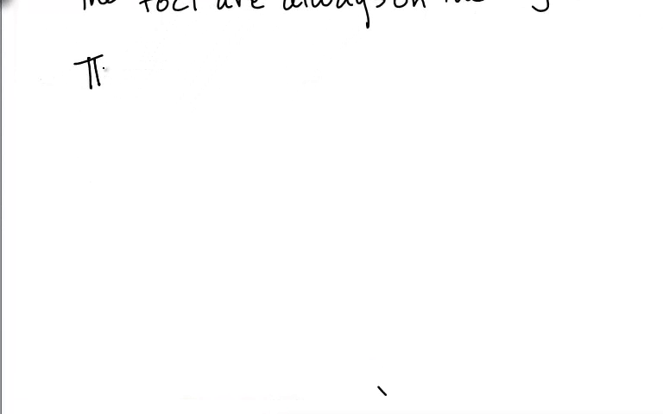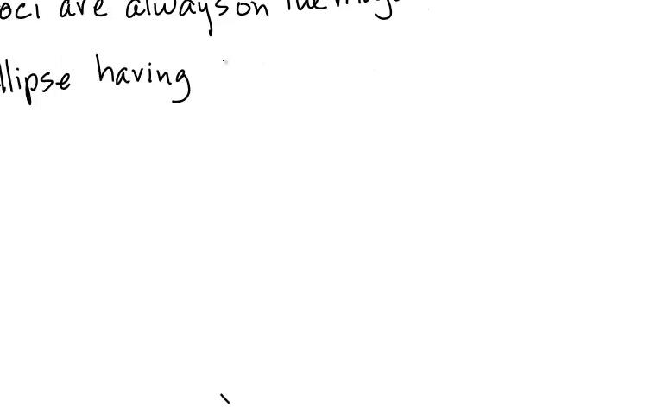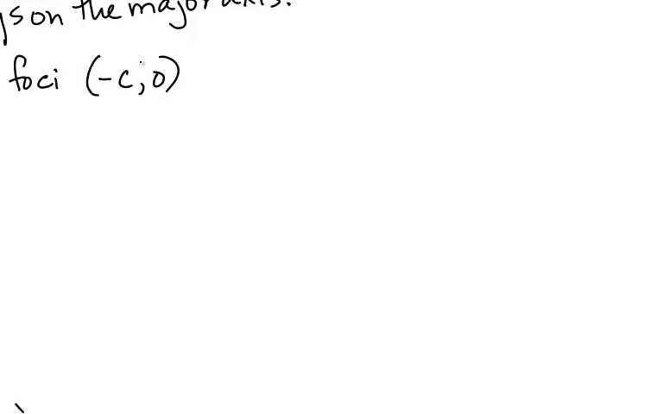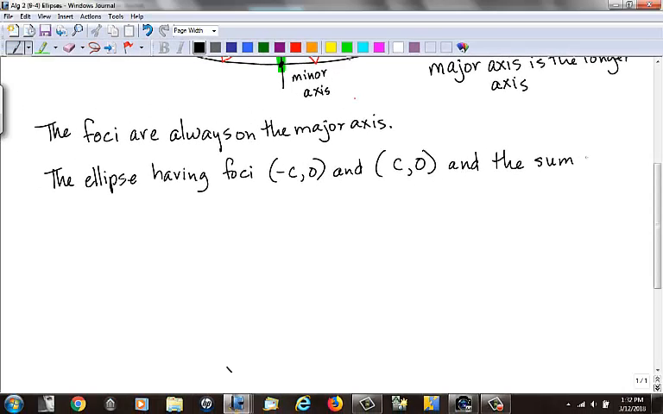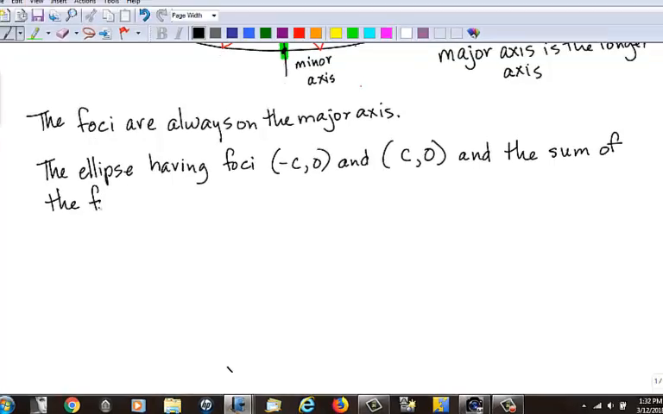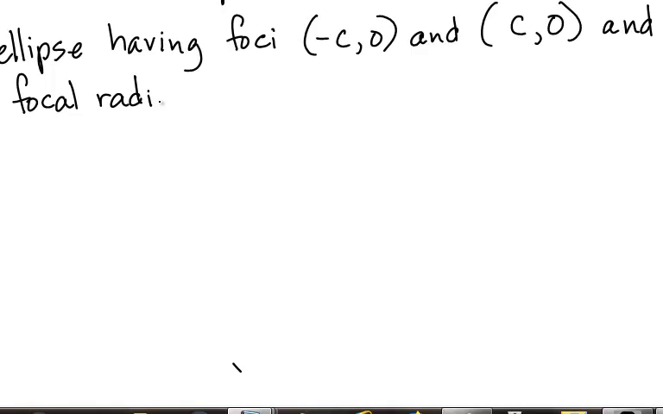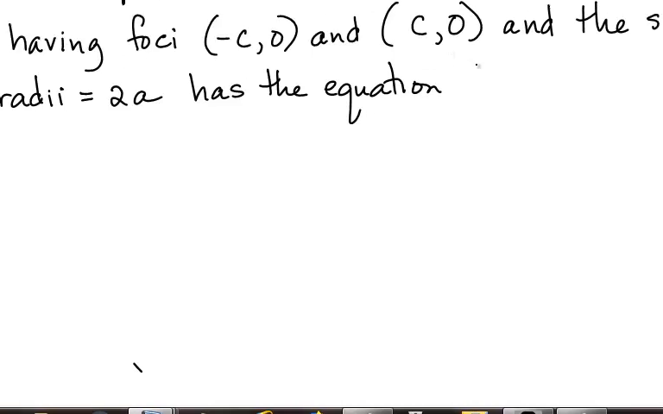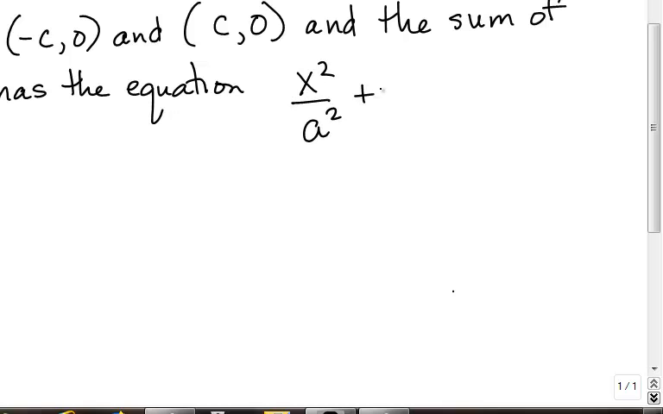Okay. So the ellipse having, and that's like the one I just drew, having foci at -C, 0 and C, 0, and the sum of the focal radii is equal to 2a, has the equation, okay, and here's the main equation: x squared over a squared plus y squared over b squared equal to 1.